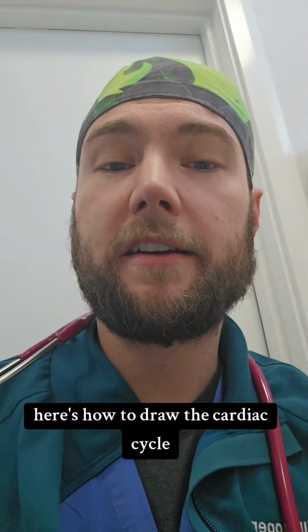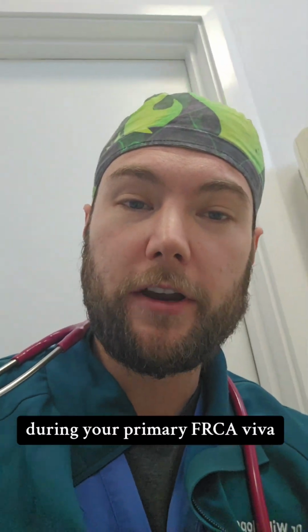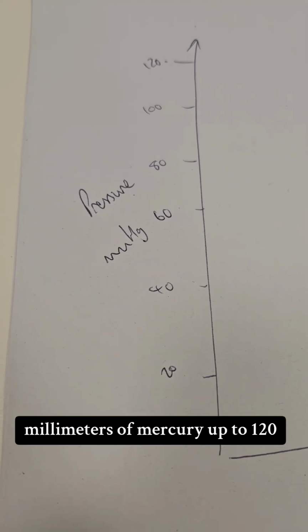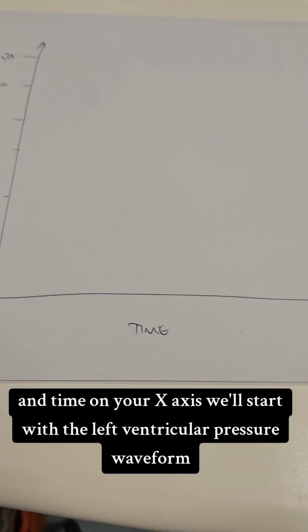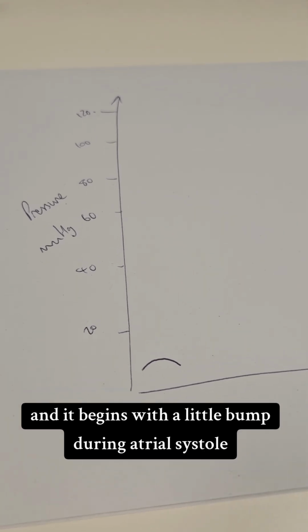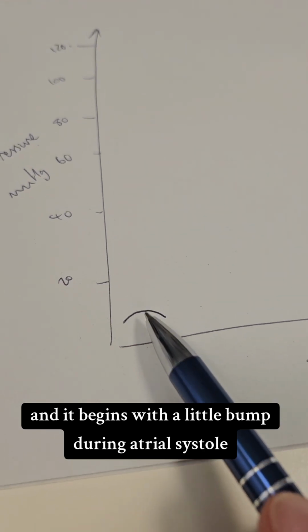Here's how to draw the cardiac cycle if you are asked to do so during your primary FRCA Viva. Start with your axes. Pressure on the y-axis labelled millimeters of mercury up to 120 and time on your x-axis. We'll start with the left ventricular pressure waveform, and it begins with a little bump during atrial systole.